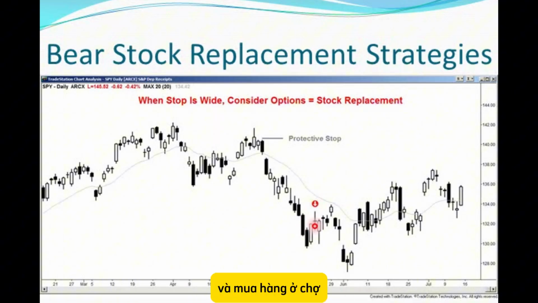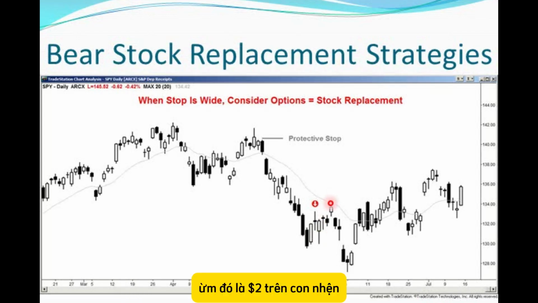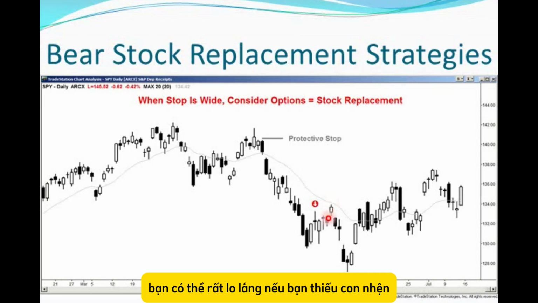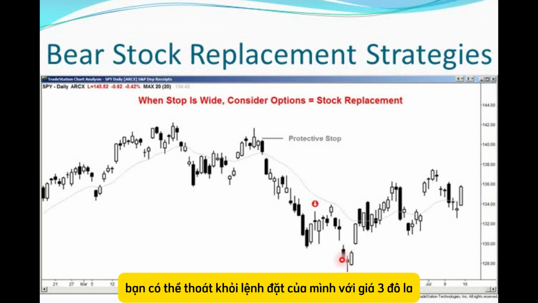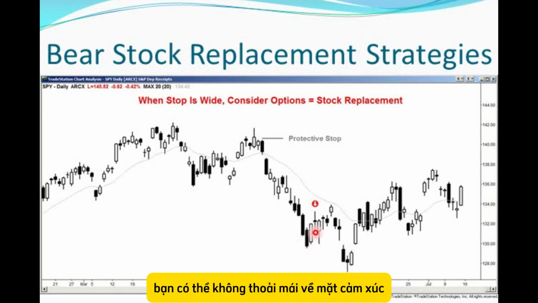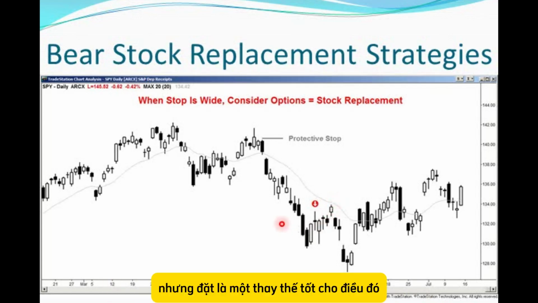You can wait for a pullback and buy the put at the market, or you can wait to see if the market trades below the low of the prior bar, and at that point buy a put. If you buy a put here and the market goes up here, that's $2 on the Spider. You might be very nervous if you shorted the Spider, but if you bought an at-the-money put, maybe you paid $2 for it here. At this point, it might be down to $1, but your risk is still $2. Even if the put goes to zero, you lose no more than $2, and it allows you to hold on. And at this point, you might be able to exit your put for $3 and have a $1 profit. You might not be comfortable emotionally had you shorted the Spider if the market ran up $1 or $2 above your entry price, but the put is a good alternative to that.